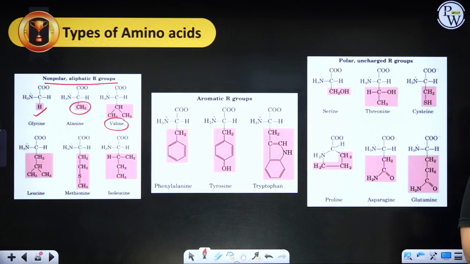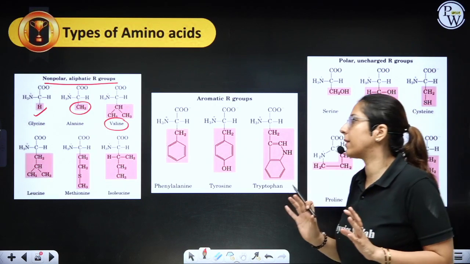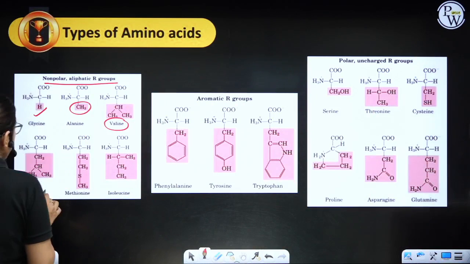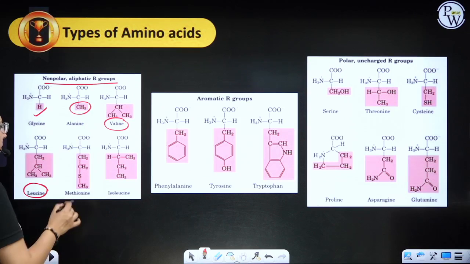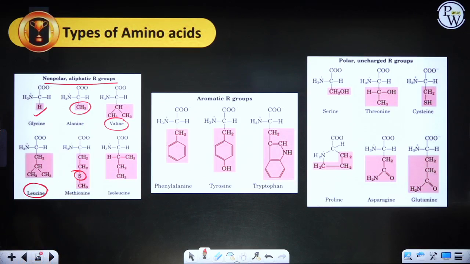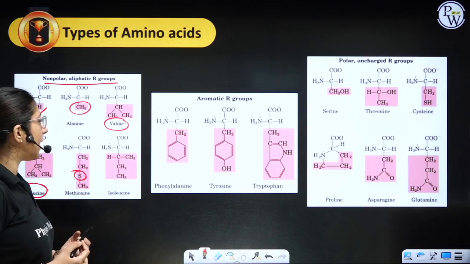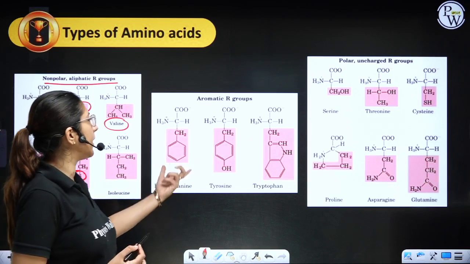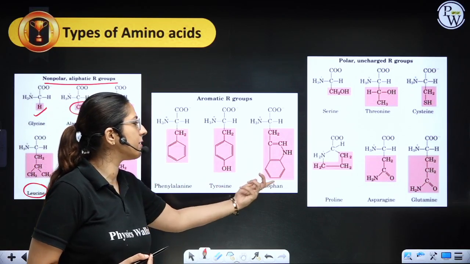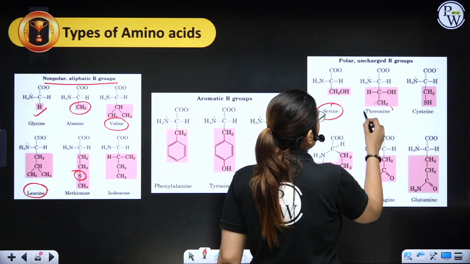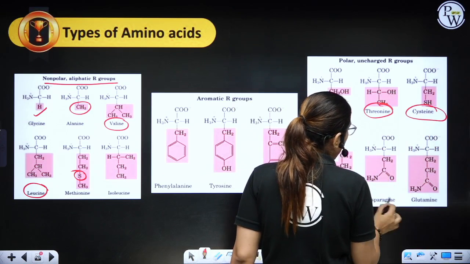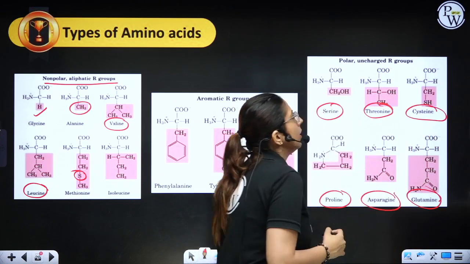Don't go into detail of the structure. These are some basic things which you have to remember. We have leucine, with a modified R group. Now methionine is also there. Methionine has an S group with it. So what is this S? Guys, S is what? This is sulfur. Then we have isoleucine, and aromatic rings, for example phenylalanine, tyrosine and tryptophan. And if we have polar uncharged groups, serine, threonine, cysteine, proline, asparagine and glutamine are present.